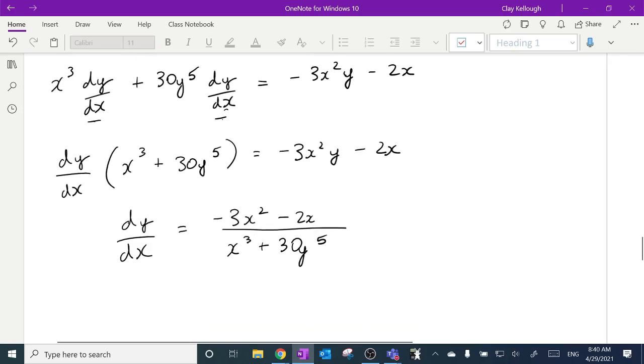This rather complicated looking expression on the right-hand side is the slope everywhere along that curve. I just need to know a point on that curve and plug in its x and its y coordinates, and I can give you a value for that slope.